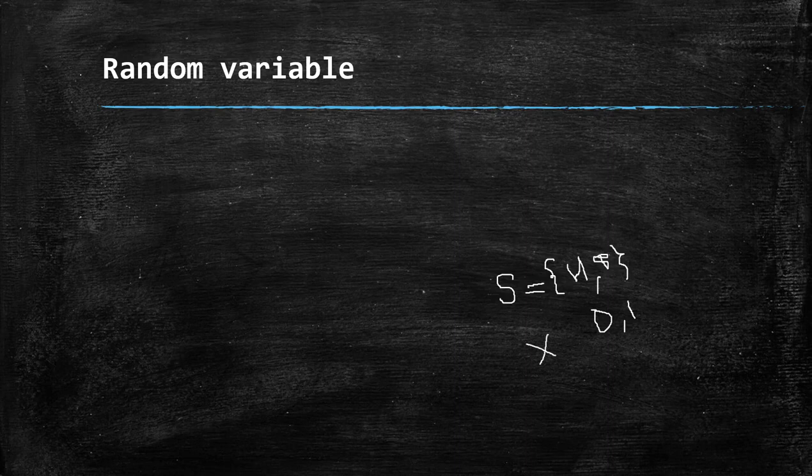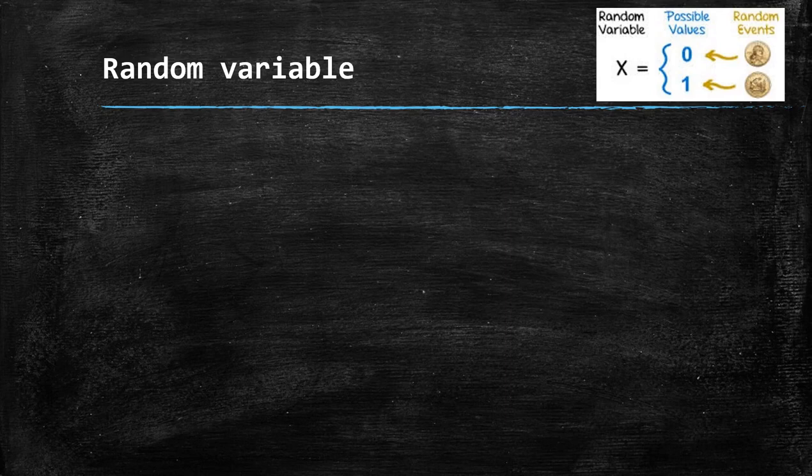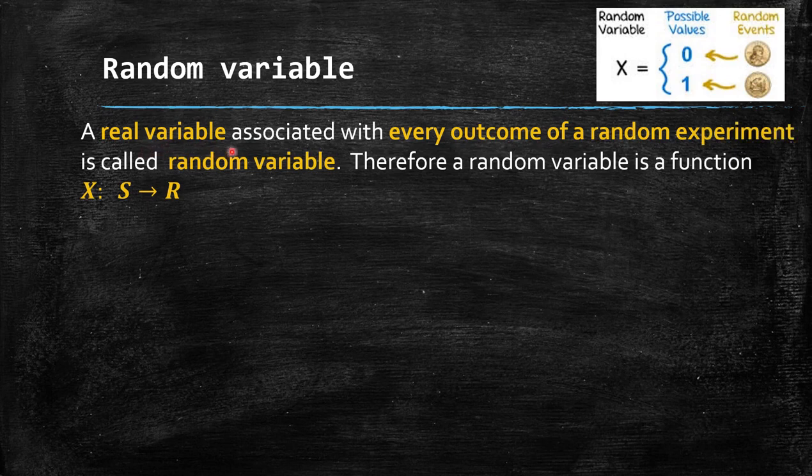We usually denote it by uppercase letters, say X. So X is equal to 0, 1. That means assigning every element of a random experiment a real number. Here I have taken the possible values of X: for head I have taken 0, and the tail is assigned the number 1. Or I can say a real variable associated with every outcome of a random experiment is called a random variable.